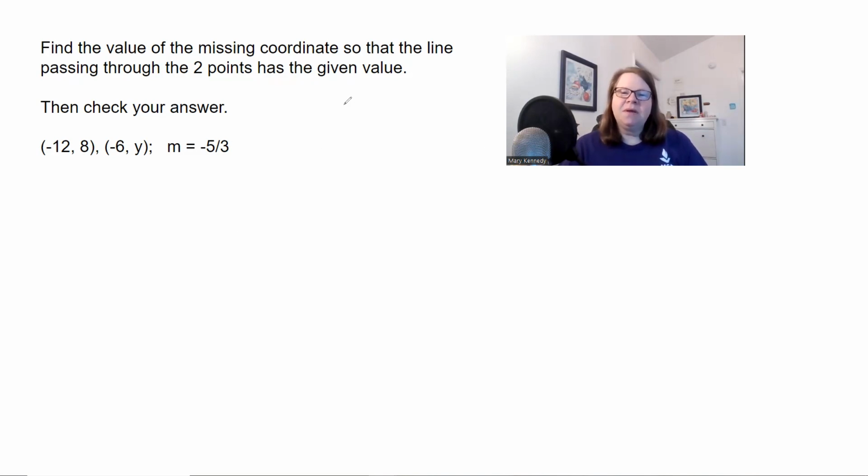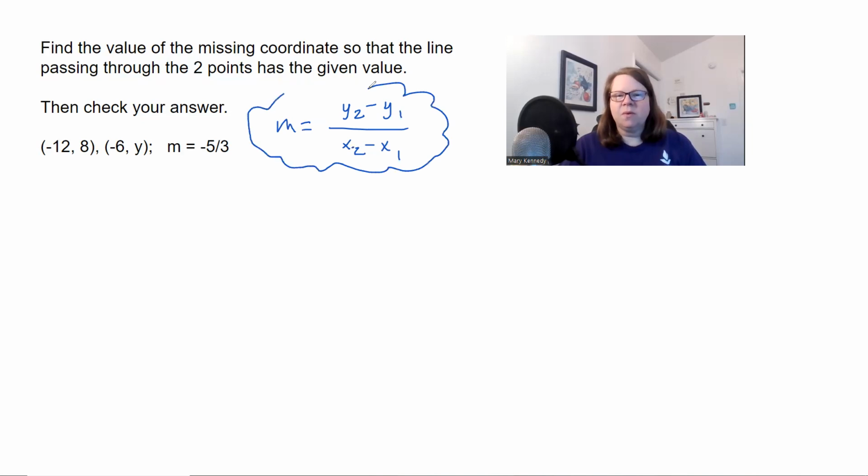So the slope formula, y sub 2 minus y sub 1 over x sub 2 minus x sub 1. That's what it looks like. We don't usually say the slope equals this, but that's the slope formula, right? All that means is that we're going to subtract our y's and then subtract our x's and divide it.